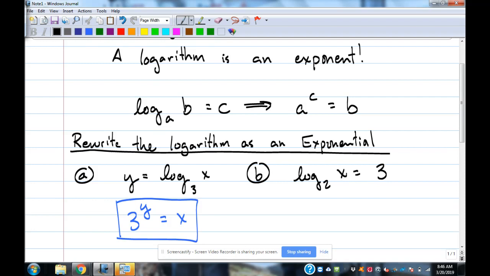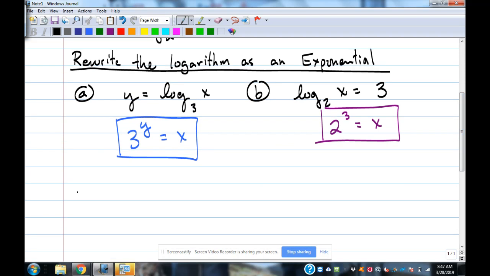B: this one would be 2 as the base because it's log base 2. So 2 to what power? The third is equal to x. If we can do that, that would allow us to figure out what x is, right? We know what 2 to the third is. We know x would be 8 if that were an equation we were asked to solve. So being able to rewrite from a logarithm to an exponential can help us solve some things later on.